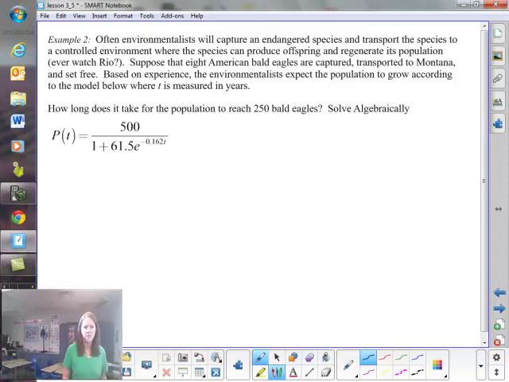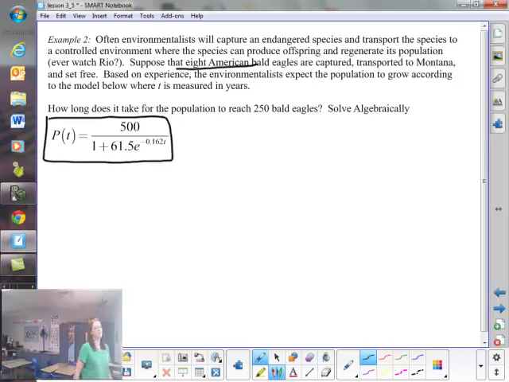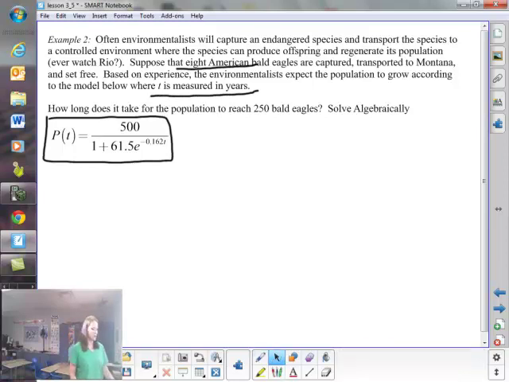So here's our problem scenario. We've got 8 American bald eagles, and they're captured and they transport them to Montana to see if they can get them to grow. They're going to set them free. Based on experience, the environmentalists have created this population model, and it's right here given to us. So this is going to be the population of the eagles after t number of years. The question is, how long, that's a time, how long will it take for the population to reach 250 bald eagles?